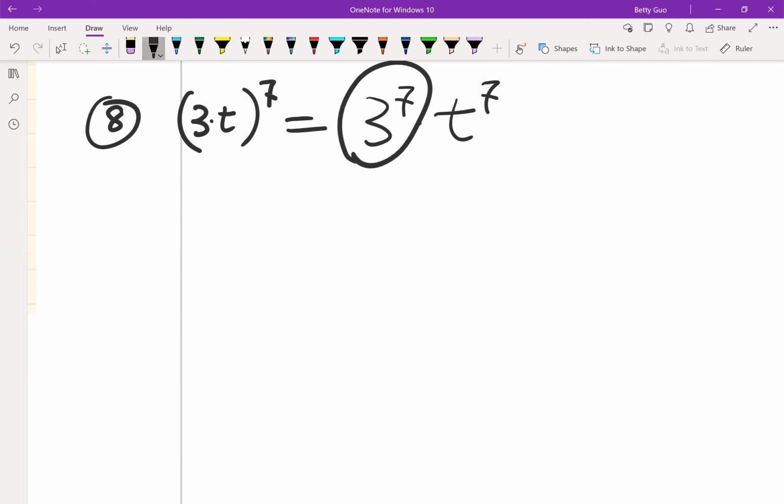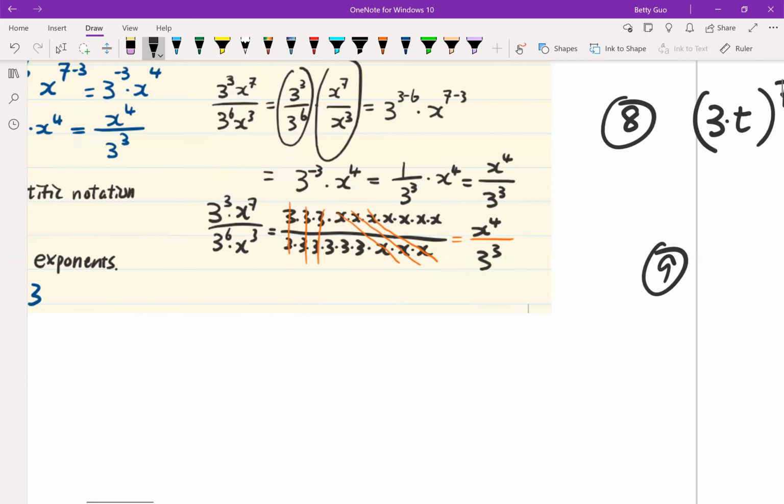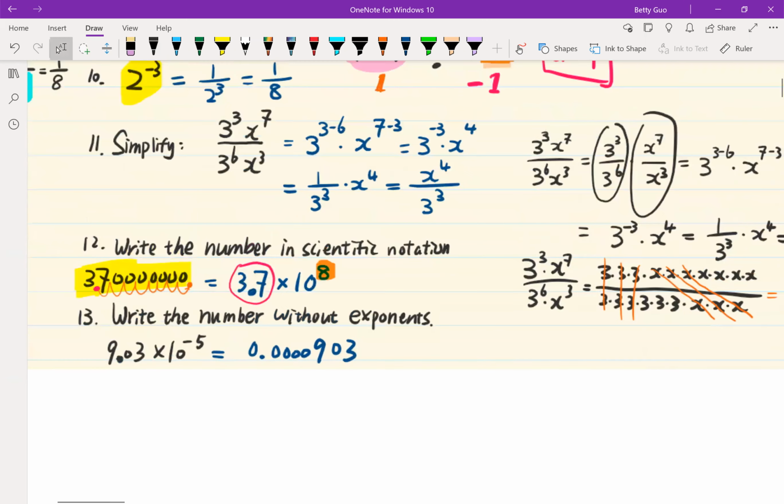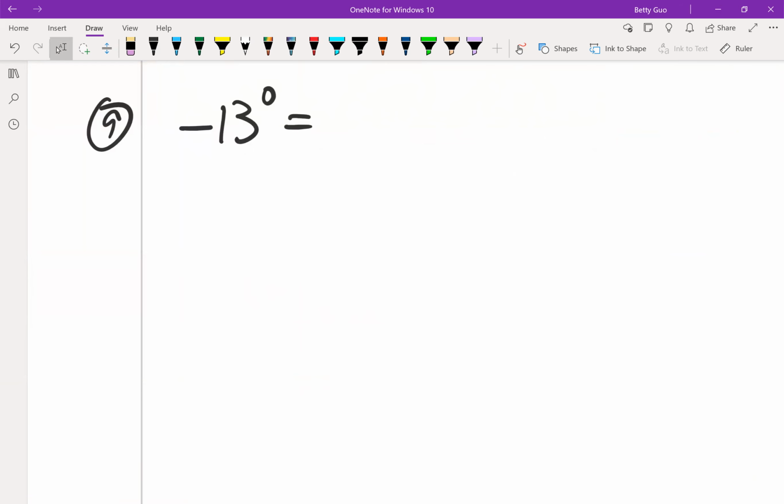Let's do one more. Number 9 is negative 13 to the power 0. Evaluate the expression negative 13 to the power 0. I want you to see the difference between the given expression and this one. This expression has a parenthesis, right? Can you tell me what's the value of this expression? It is 1.